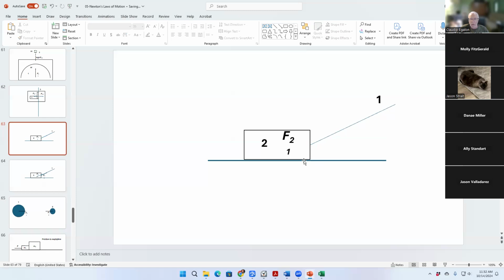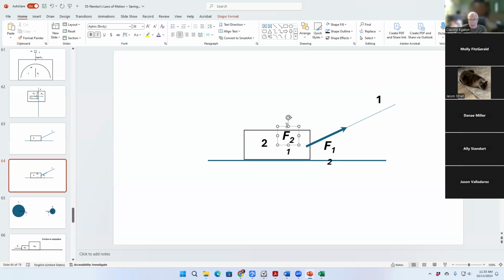Play the movie here for you. Here you go. String. String is object number 1. The mass here is object number 2. Okay. And then I decide to pull object number 1 with the string. Here you go. Force of 1 applied to 2.